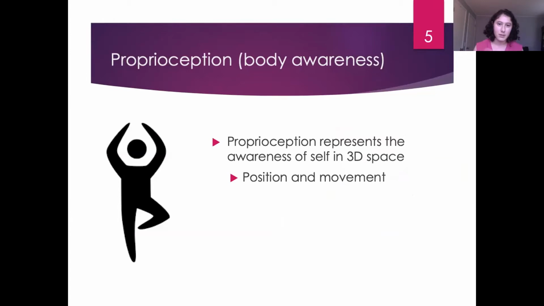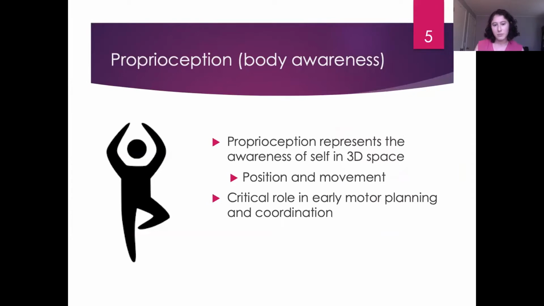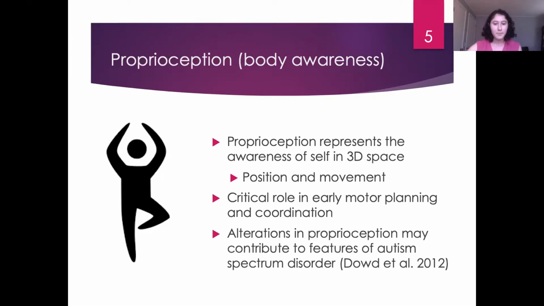And it's comprised of both knowledge about your position in space as well as your active movement. And proprioception plays a really critical role in early motor planning and coordination. So if you imagine a small child learning how to walk, being aware of where you are compared to everything else in your environment is really important to judge how to take a step and where you are. And it's a very important process in development.